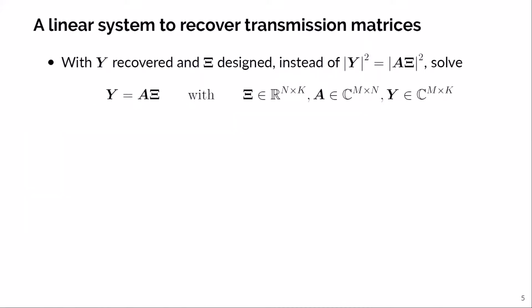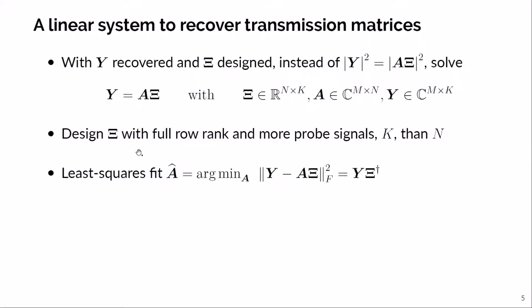So let's really hammer this in and understand this clearly. Instead of solving absolute value of y squared equals absolute value of A psi squared, I'm going to recover y, and because I know what psi is, I'm going to solve this system for A. I can control and design psi however I want, so I'm going to make sure it's full row rank and that there are plenty more columns than rows. Then I can use the simple least squares fit and the pseudo inverse to recover the transmission matrix A.